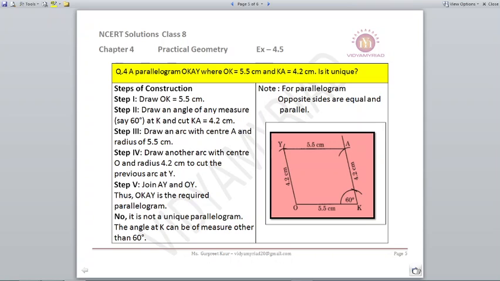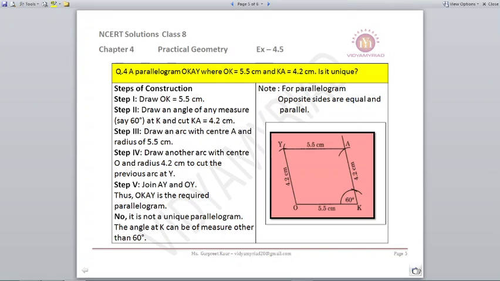Now how will you draw 60 degrees? By putting your compass at K, you will construct an arc on the line OK, and then using that same arc you will cut one more arc. That first arc is always 60 degrees. So you will draw a straight line using that arc by cutting 4.2 centimeters on it and name it as A. So join KA.